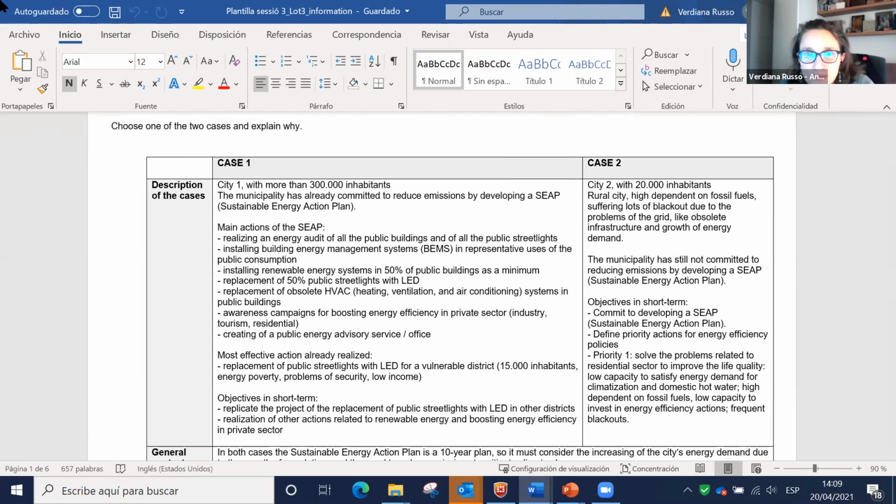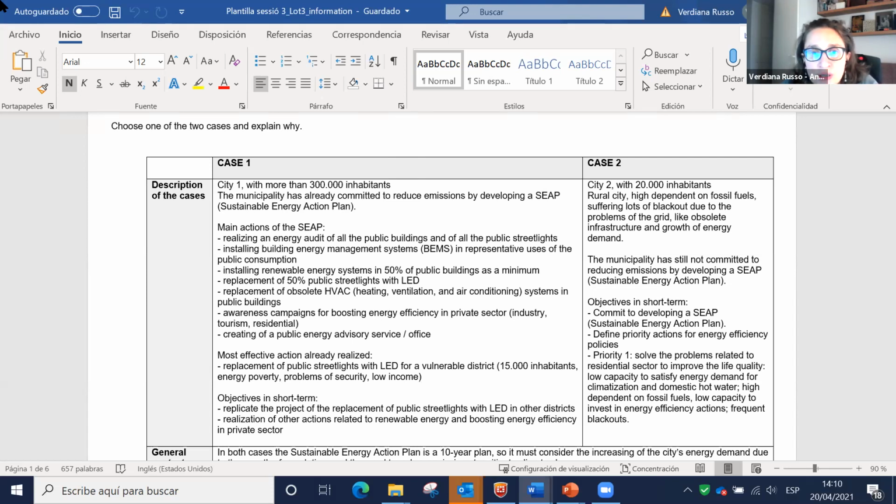The idea is that when we go to the two groups we have created, the group should decide which case it wants to work on. Case one is a big city, with more than 300,000 inhabitants, located in the Mediterranean region. This municipality has already committed to reduce emissions and has developed a sustainable energy action plan. This plan included many measures, especially energy audits for all the public buildings and for all the public street lights of the city.